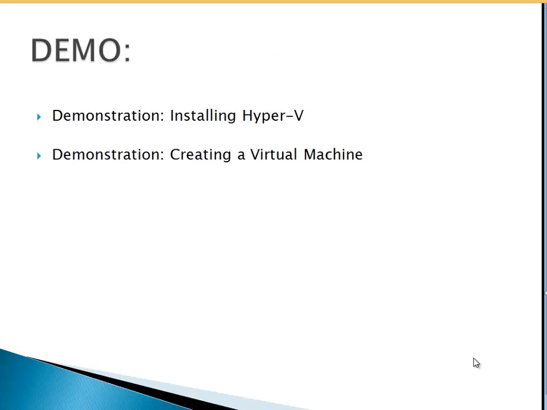In this demonstration, we install Hyper-V. Then I'll do another demonstration installing and creating a virtual machine. I will install Hyper-V on Windows 8.1. We would usually install it on Server 2012, but in this case I want to demonstrate that we can install it on Windows 8.1.